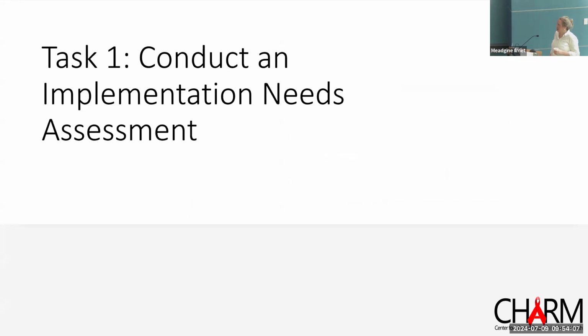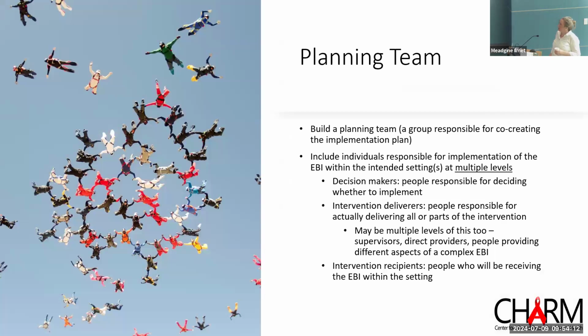Okay, so task 1 of implementation mapping is to conduct an implementation needs assessment. So the first part of this task is you're going to build a planning team. And what I really like about both intervention and implementation mapping is that it's really baked into the process that you as a researcher should not be doing this alone, that you need a planning team, including people who are researchers for sure, but also lots of people who are ultimately going to be responsible for implementing the EBI within the intended setting at multiple levels too.